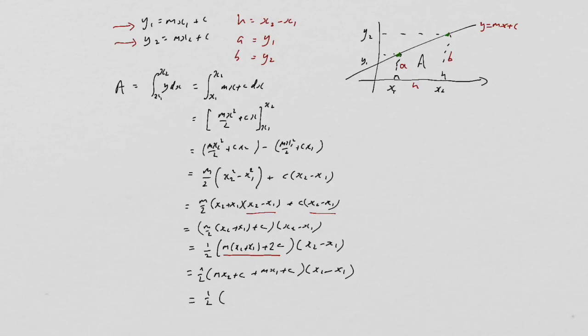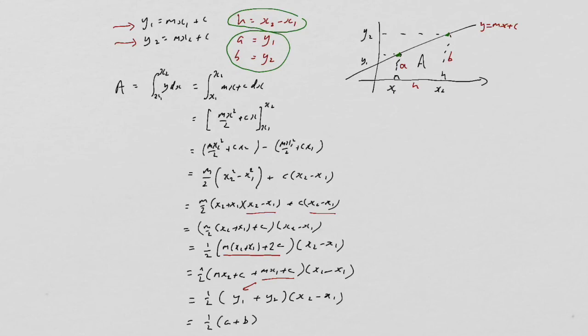So this becomes, for the second half, this one we have y1, and for the other bit we have y2, times (x2 minus x1), and then we know that y1 and y2 are actually A and B. x2 minus x1 is actually h, so this gives us a half of (a plus b) times h, which is what we would expect. So, nice little bit of maths for those of you who like it.